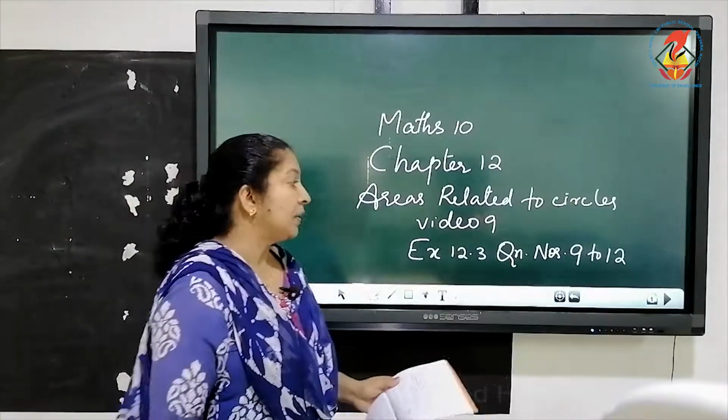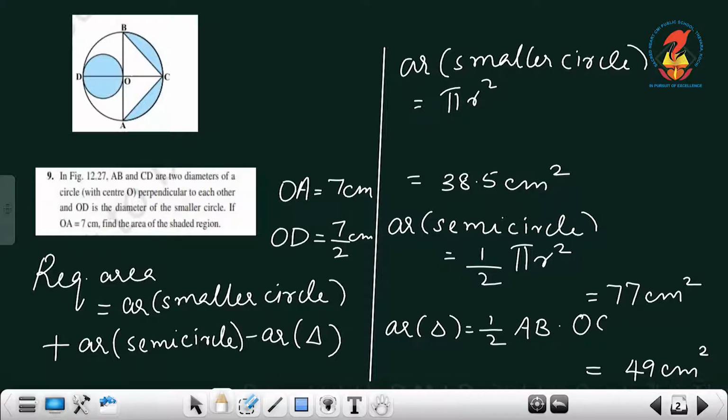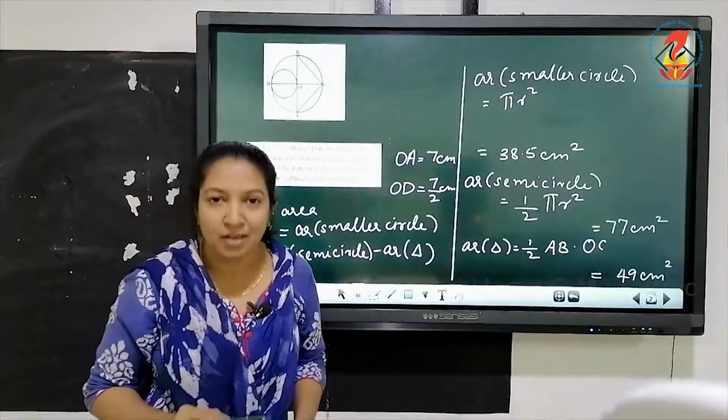Exercise 12.3, questions number 9 to 12. Question number 9. AB and CD are two diameters of a circle with center O, perpendicular to each other, and OD is the diameter of the smaller circle. If OA is equal to 7 centimeter, find the area of the shaded region.